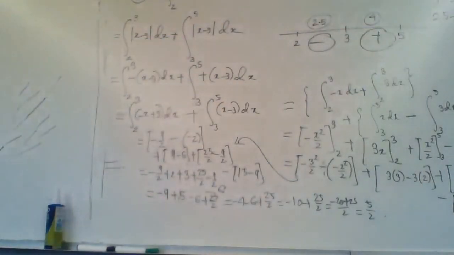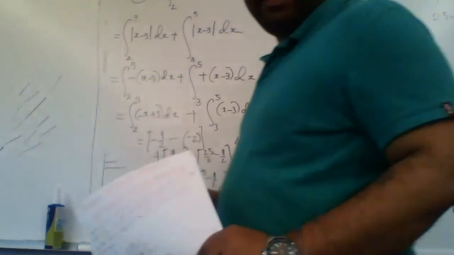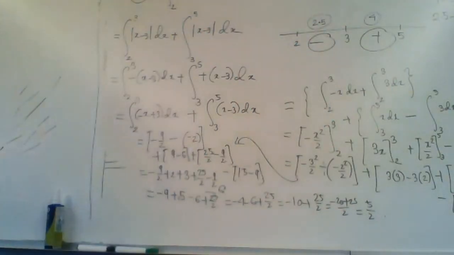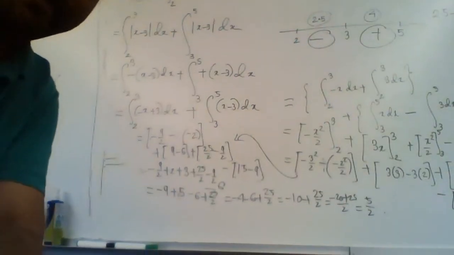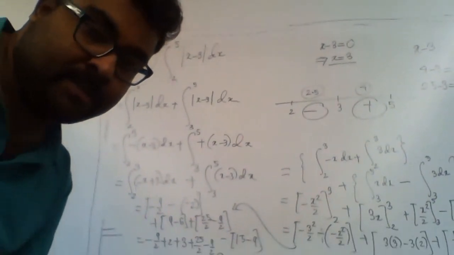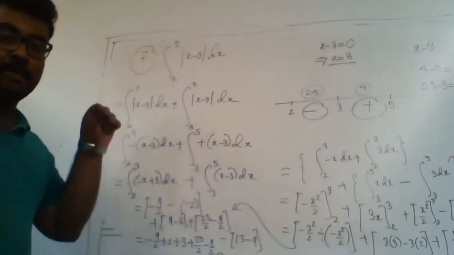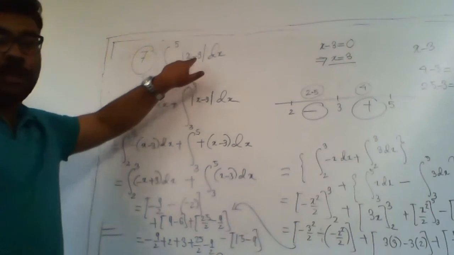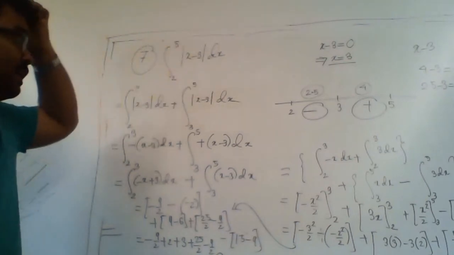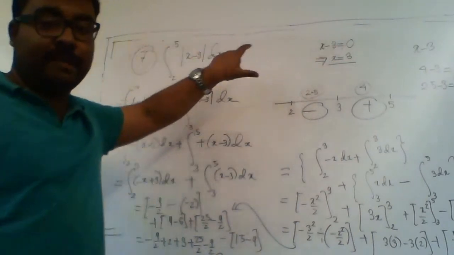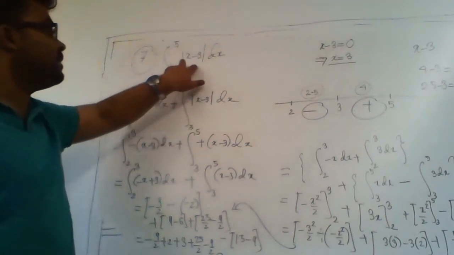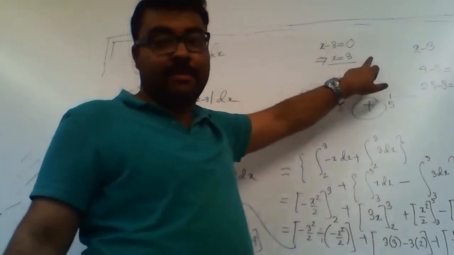So let me say again the various steps of doing this problem. The first step: this was my original problem, the integral from 2 to 3 mod of x minus 3 dx. First equate whatever was inside, x minus 3, to 0. You get x equals 3.